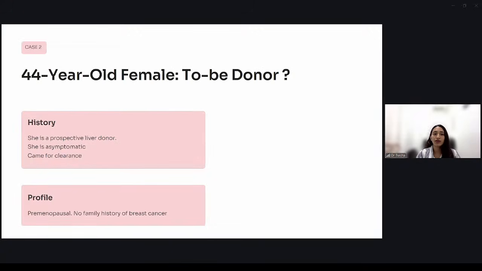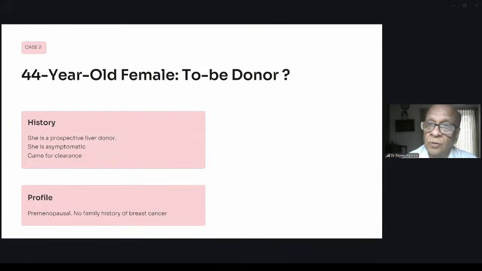She was a 44-year-old female patient who was a prospective liver donor, asymptomatic, came to us for clearance for liver donation. Actually, we have a very large liver and kidney transplant program. And all patients come for certain departmental clearances, including the female patients at the breast department. If any patient is above 40, we do a screening mammogram, while for the younger patients, we just do clinical examination and clear them. So this is a patient. Go ahead, Trisha.